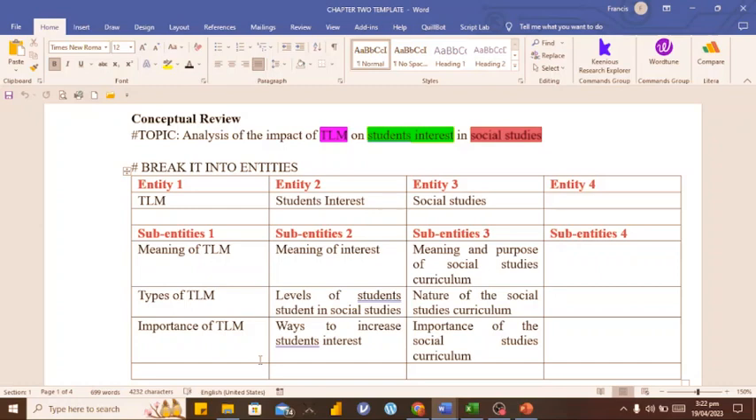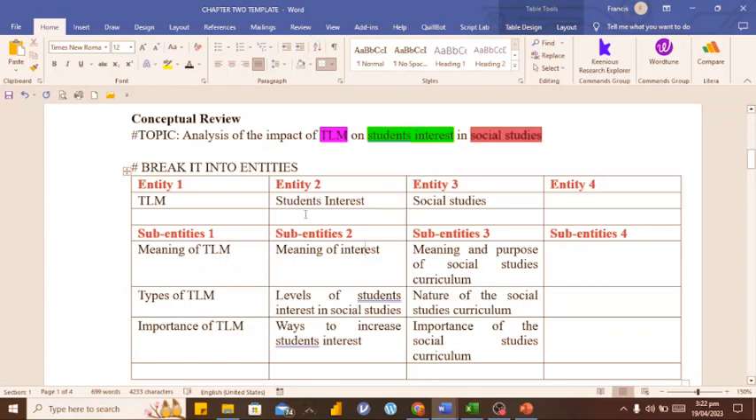Then you come to entity 2, student interest. What will be the sub-entities? What are some of the things that I'm going to look at? I will look at the meaning of interest, the level of student interest in social studies. You can see the level of student interest in social studies. Then we can also talk about ways to increase students' interest. So these are the sub-entities. These are the things that I'm going to explain under student interest.